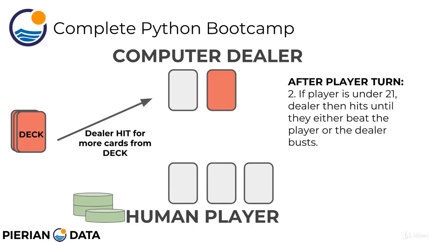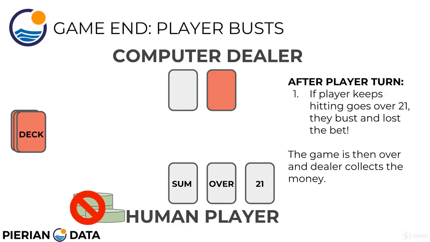So once the player has gone, their turn has ended, and then it's the computer's turn. If the player is still under 21, then the dealer hits until they either beat the player or the dealer busts. By bust, we mean that you go over 21.